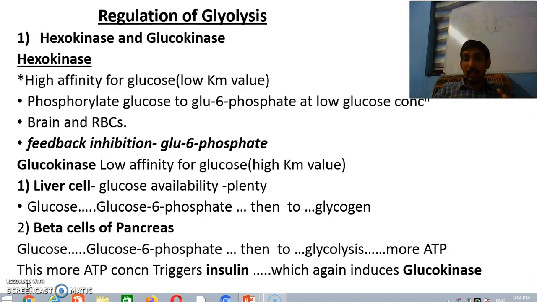So during that condition, the liver cell gets filled with a large amount of glucose. So the liver cell needs only an enzyme with low affinity towards glucose, because the liver cell contains more glucose. They need a low affinity enzyme to phosphorylate such glucose because the concentration of glucose is high. Even if the enzyme affinity is very poor, it can still phosphorylate. That is the mechanism working behind the liver cell.